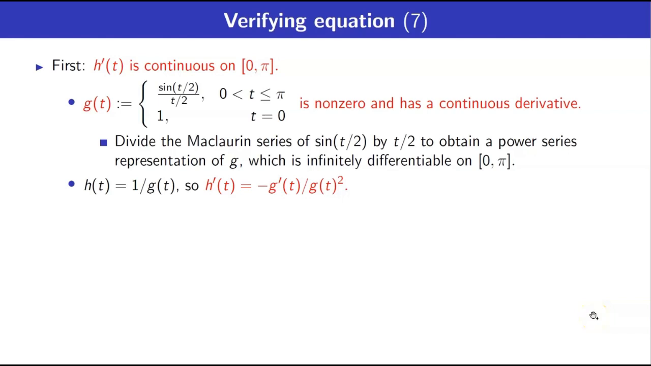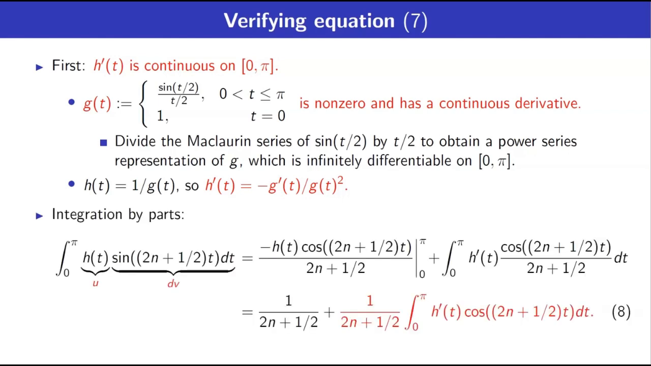Now h of t is 1 over g of t, where g of t is non-zero on 0 to pi, so h prime of t is minus g prime of t divided by g of t squared, which is a ratio of continuous functions, and therefore h prime of t is continuous.